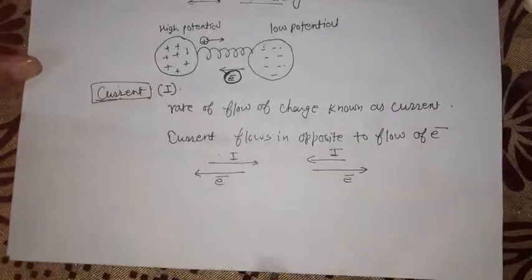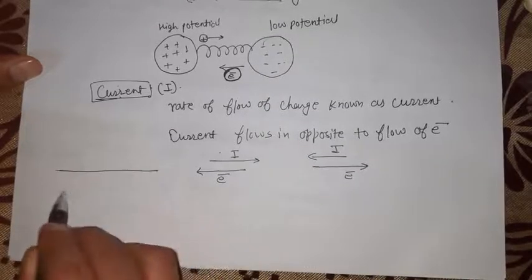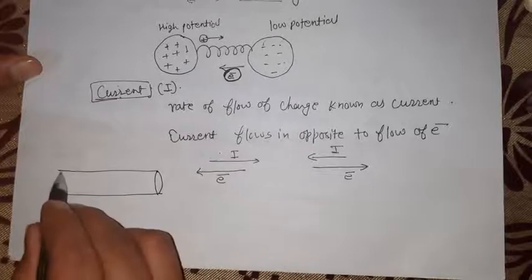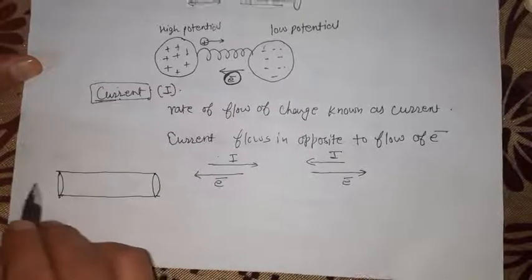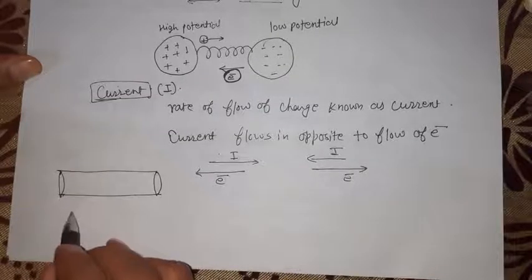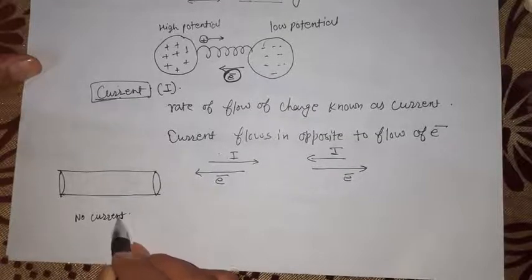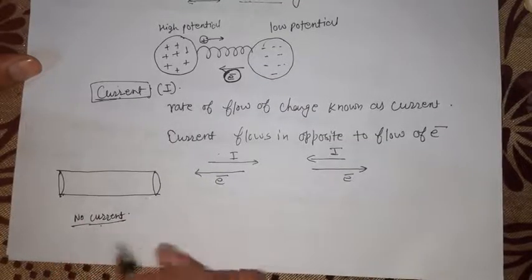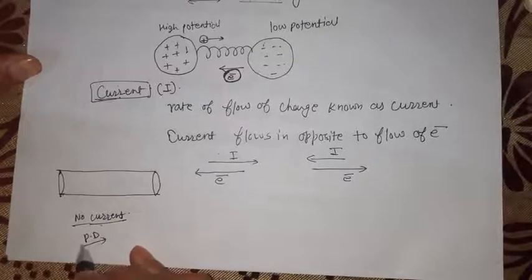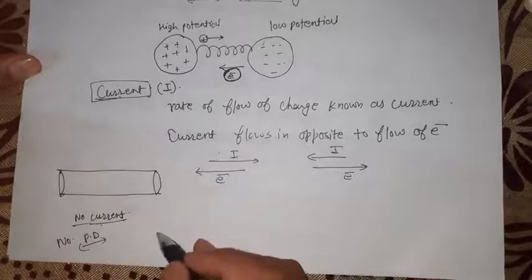Now we know one thing, students. If I have a conductor, do you suppose that at room temperature there will be any flow of current through it? We know that there is no current in this conductor. Why is there no current? Because there is no potential difference. Up to the time there is no potential difference, there will be no current.